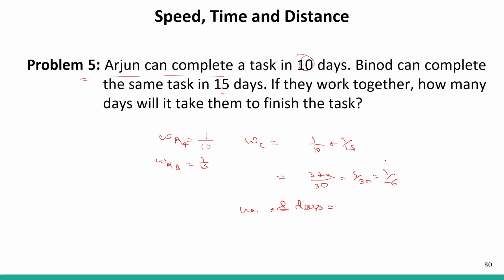It will be the reciprocal of the combined work rate. So 1 by 1 by 6, right? So this will be equal to 6. So it will take them 6 days to complete the task.